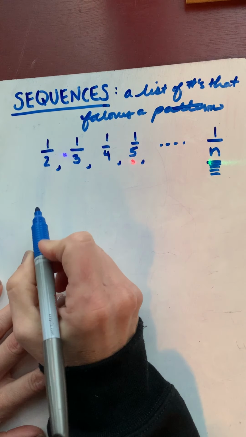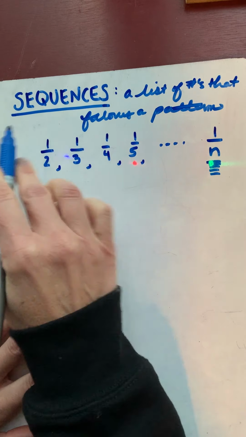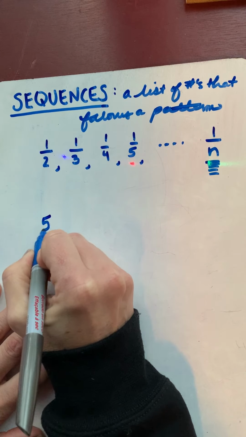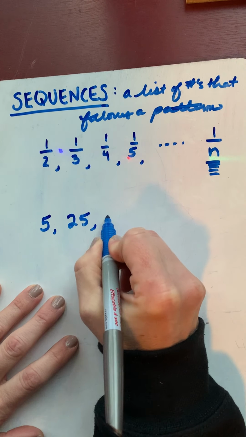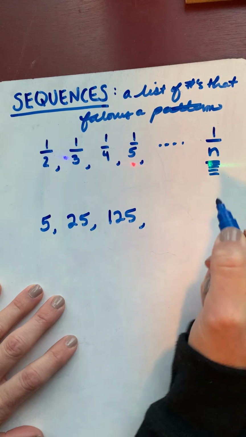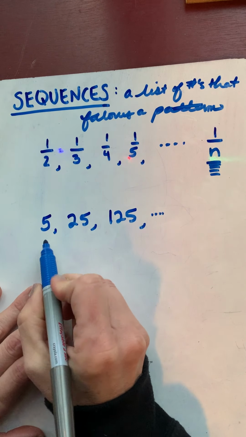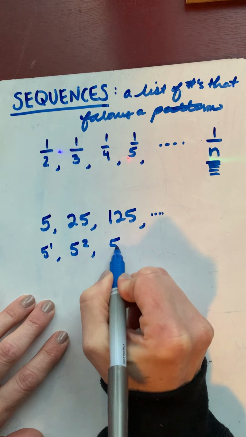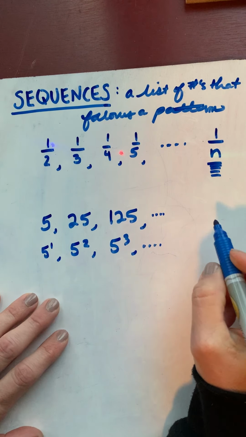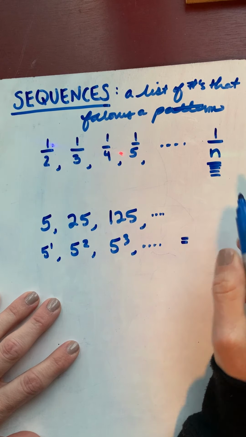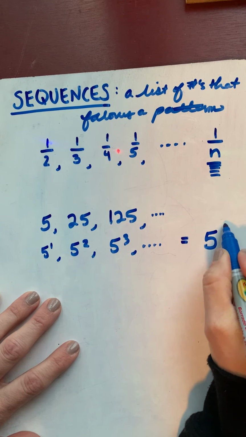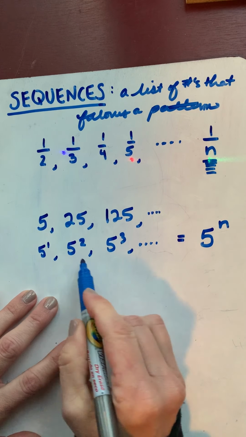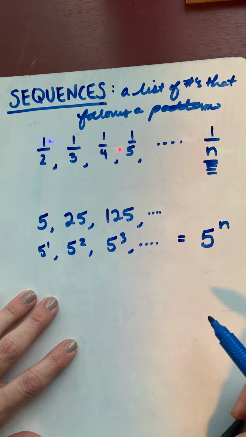So I could say this sequence can be represented by this function. There's lots of different sequences. I don't mean to use the word series. These are all sequences. This is another sequence: 5, 25, 125. Oh gosh, I don't even know what the next one would be. This is 5 to the first, 5 to the second, 5 to the third, and so on. This sequence could be represented by the function 5 to the n, starting with n being 1.